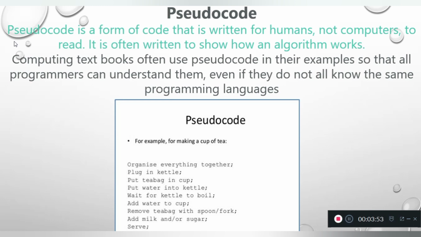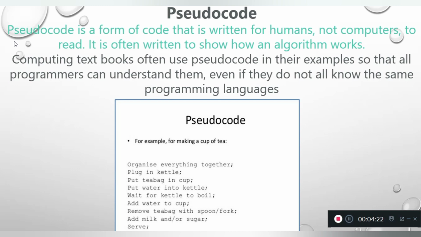Computing textbooks often use pseudocode in their examples so that all programmers can understand them, even if they do not all know the same programming language.